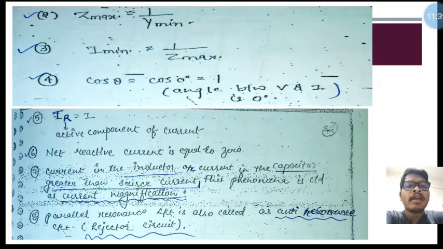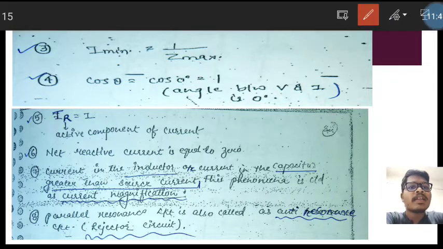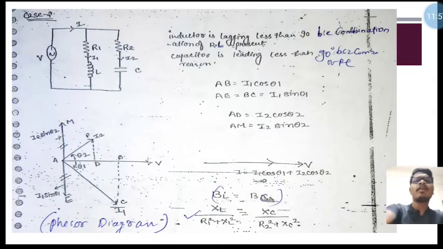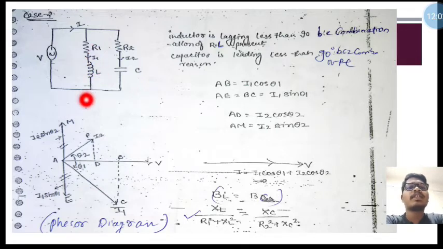The parallel resonance circuit is also called an anti-resonance circuit or rejector circuit. Okay, so this circuit is also called an anti-resonance or rejection circuit. Now come to condition 2, or case 2. That means if a combination of resistance-inductance and resistance-capacitance is there, what are the phasor diagram and the resultant figure? We will see here.